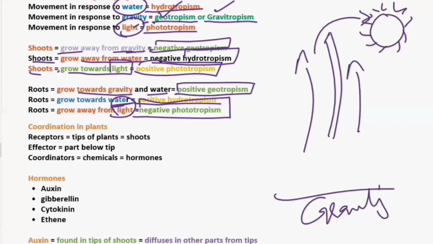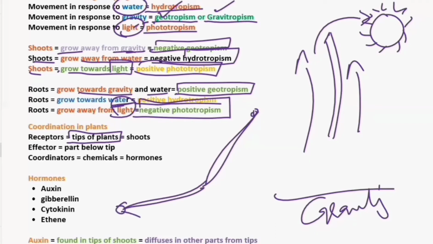Clear? Okay. Like we studied in animals, there are receptors, effectors, and coordinators. But we do not see such organs in plants. So where are the receptors which sense the stimulus? Receptors are always present at the tips of the plants. It can be the shoot tip, the tip of a leaf, or the tip of the root as well.